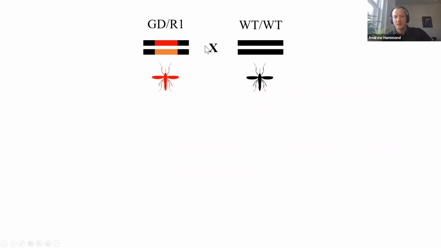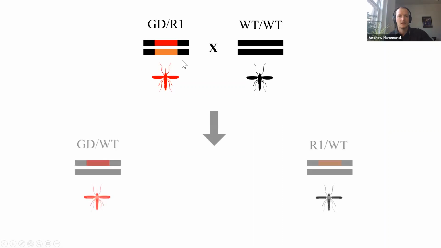Imagine we have a mosquito that contains on one chromosome the gene drive in red, and on the other chromosome, it contains a resistant mutation. So this is something that cannot be cut by the gene drive. So if we cross this mosquito to a wild type, you would expect 50% will inherit the gene drive, and the other 50% will inherit this resistant mutation.